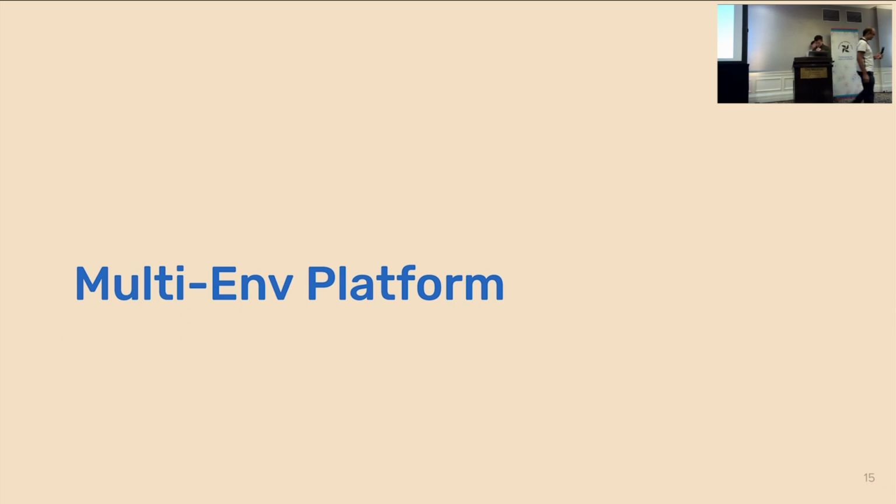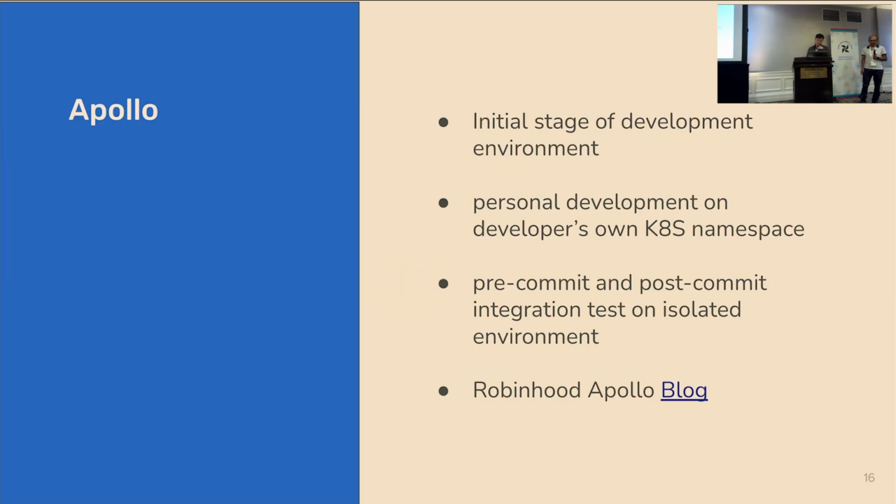Yeah, thanks, Pala. So we are using a multi-environment platform at Robinhood to improve the developer's experience. The first environment is Apollo. Apollo is our Robinhood in-house built and tested platform. People can create their own namespace in Apollo and run tests end to end. It is also used for pre-commit and post-commit integration tests within our isolated environment.